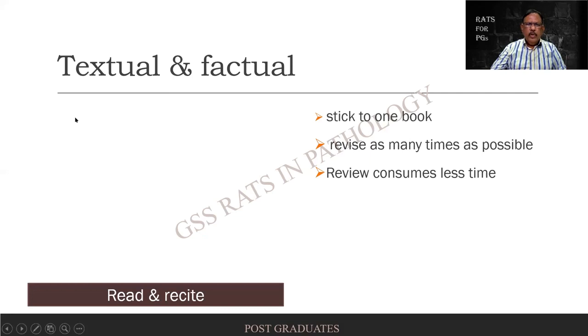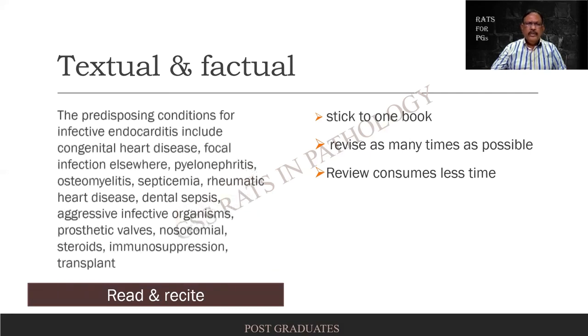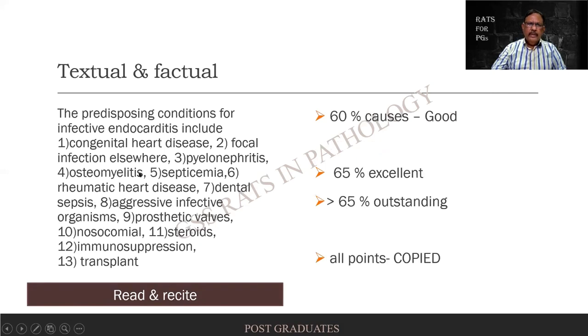What do I say, or what do I mean by this word revise or read? What is it going to matter? See this one. I mentioned it is from the text only. The predisposing conditions for infective endocarditis include, and other list of things. Obviously, I don't think Robbins or anybody will be numbering it and giving it to you. But as a student, your first responsibility should be this. The same thing, and I have numbered it, and there are so many predisposing conditions.